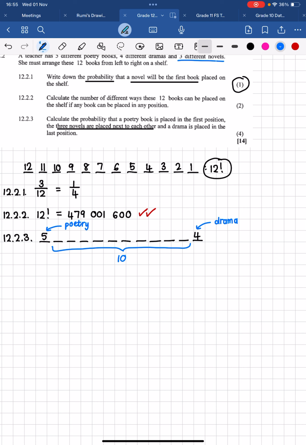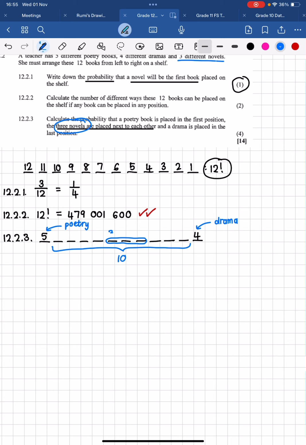But they told us 3 novels are placed next to each other. Now guys, if we have 3 novels that are placed next to each other, they form a unit, or they form a group. Some teachers say unit, some teachers say groups, right? So let's say these 3 are the 3 novels. Within that group, because there are 3 of them, let's say this is the group of 3 novels.